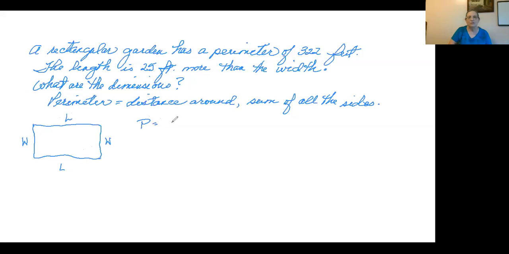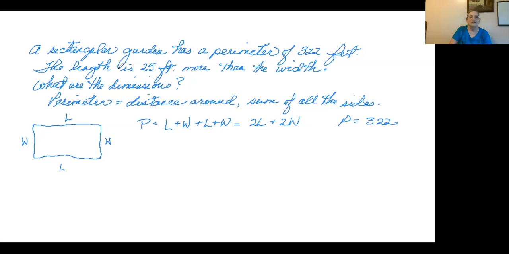Since the perimeter is the sum of the sides, it's an L plus a W plus an L plus a W, which a lot of times they will write typically as 2W plus 2L. But you don't have to memorize a formula, you just have to know the definition of the perimeter. So we know P is going to equal 322.